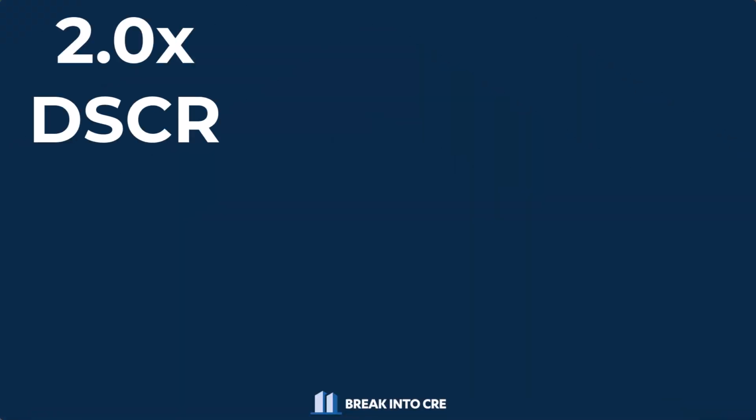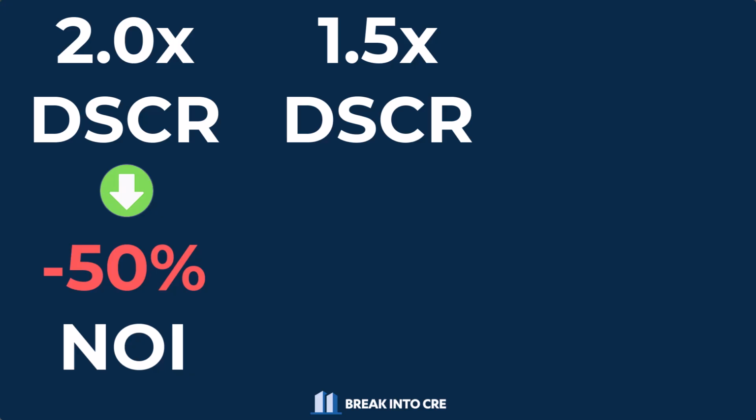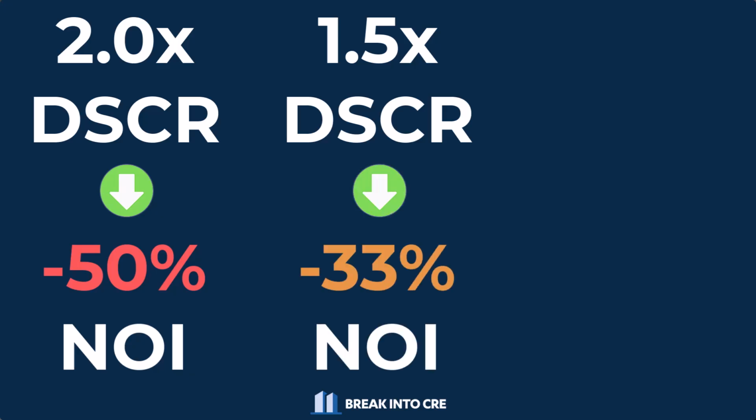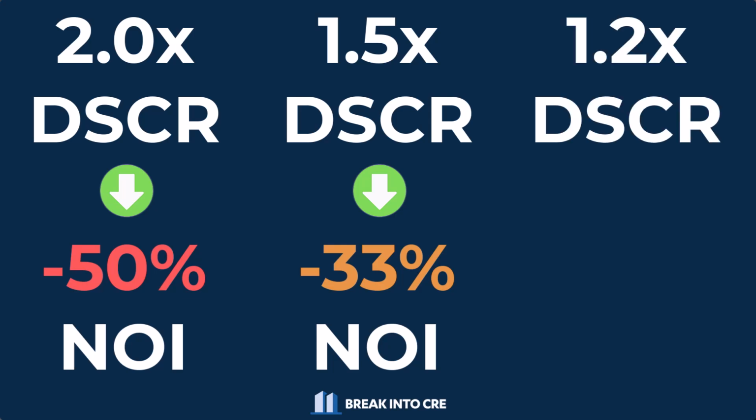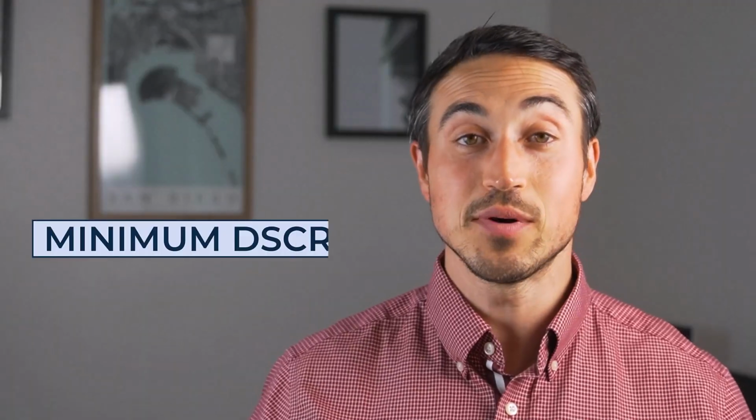This means that if the DSCR was 2.0x, the NOI would need to drop by 50% before the property would reach break-even cash flow. If the DSCR was 1.5x, the NOI would need to drop by 33% before the property would reach break-even cash flow. And if the DSCR was just 1.2x, the NOI would need to drop by just 17% for the property to break even.